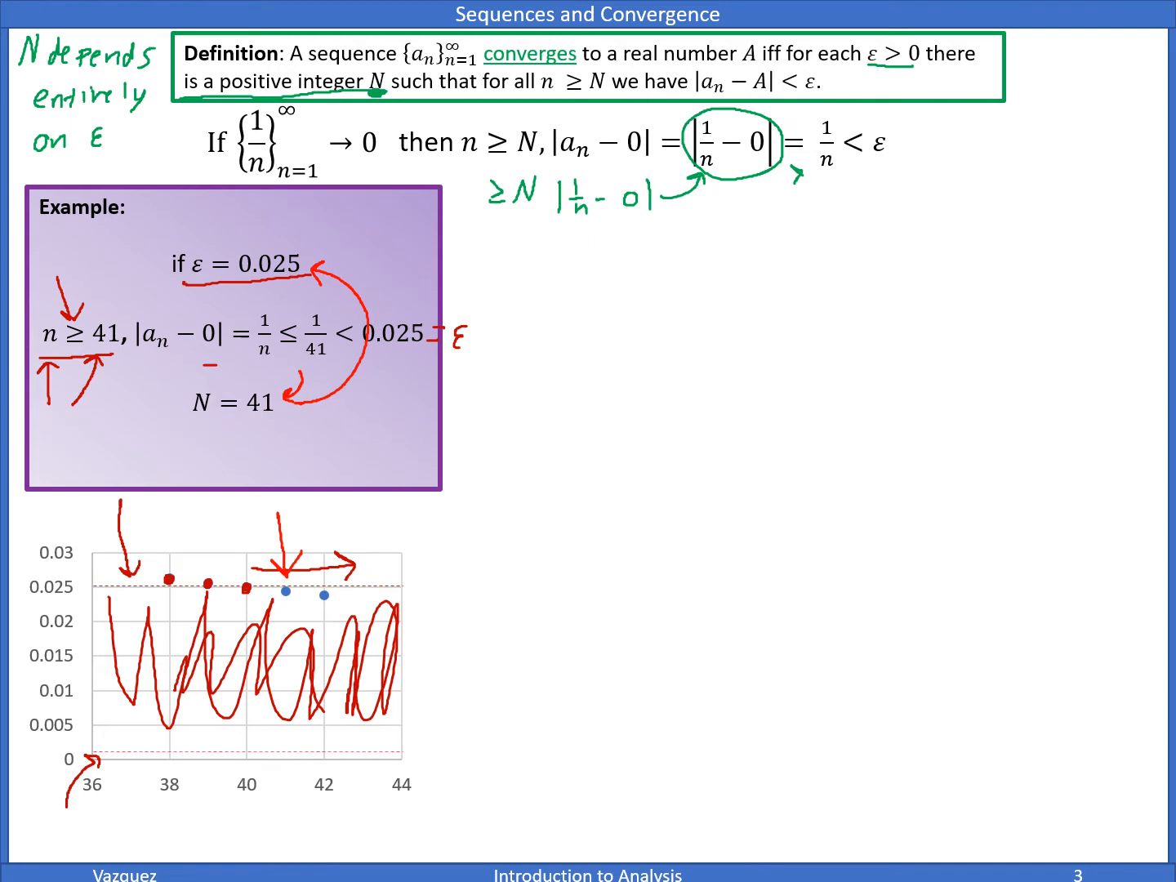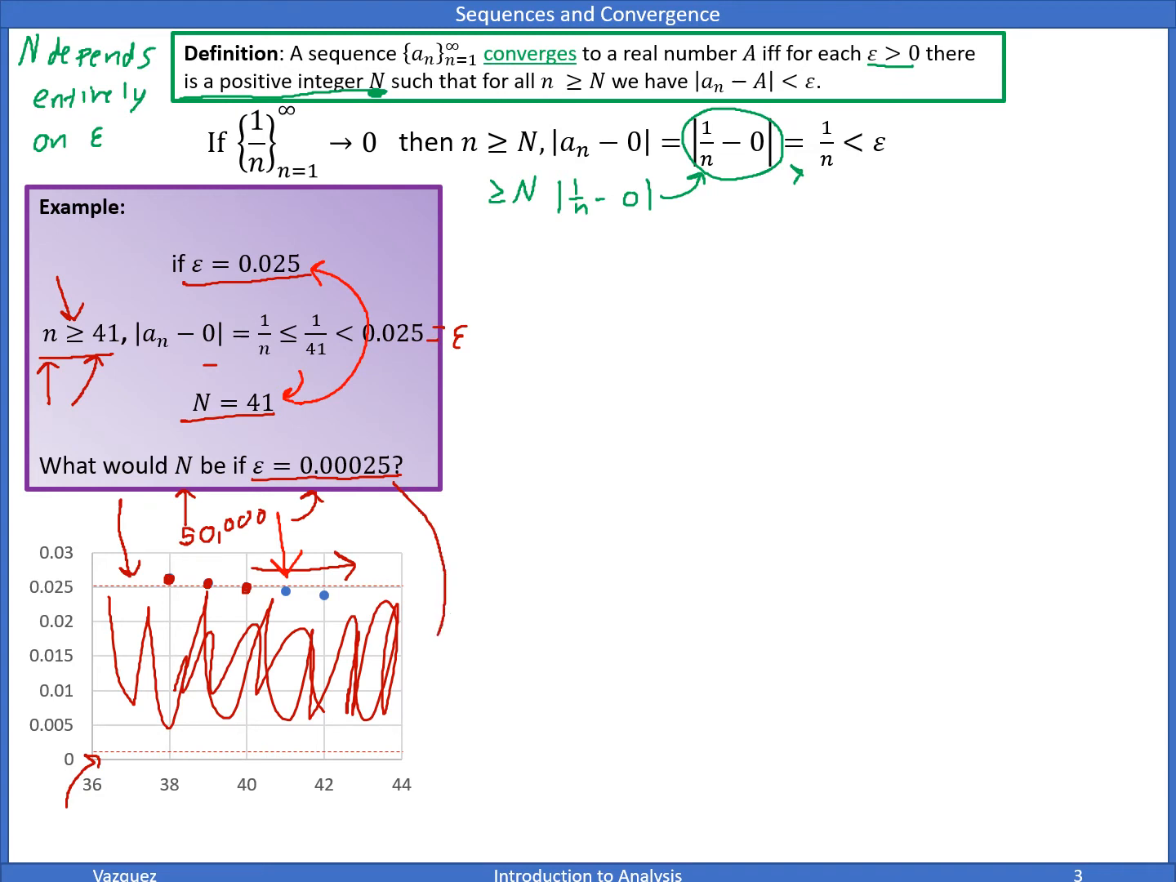Right? So then from here, we just say that N is 41. And, oh, sorry, a question came up here. What if epsilon was 0.00025 instead of 0.025? Well, then we would still have to find that N such that every point after that, after a certain N, I don't know, just for the sake of example, I'm just going to say 50,000, that after that term, every single point is within this epsilon of 0, right?